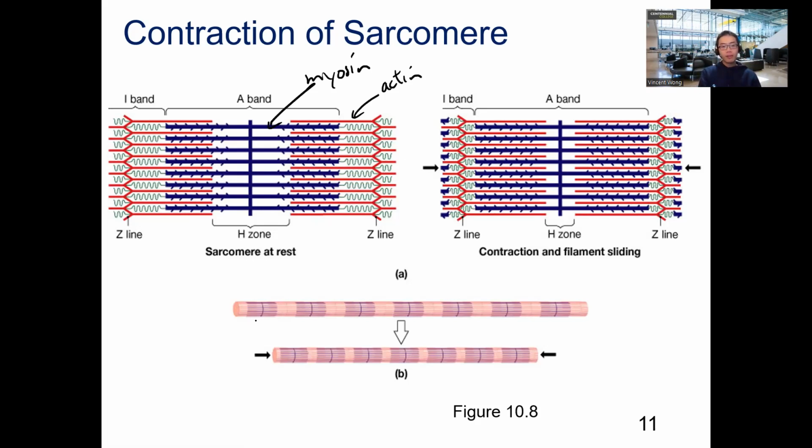So here we have a sarcomere, and if each sarcomere gets a little bit shorter because the myosin is pulling on the actin, then you have an overall shortening of the entire myofibril. When the myofibril shortens, then the entire muscle is going to shorten, and that's how you create contraction. Bottom line, the contraction is created by the interaction between the myosin and the actin.